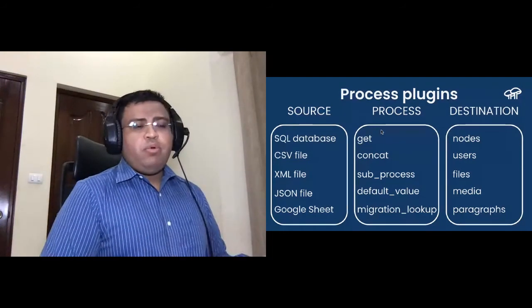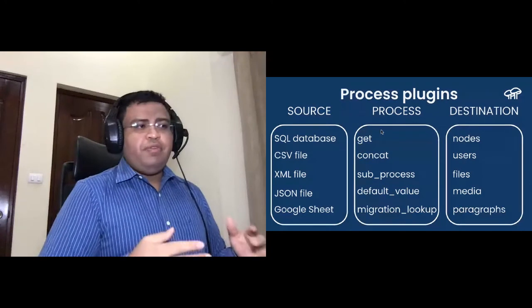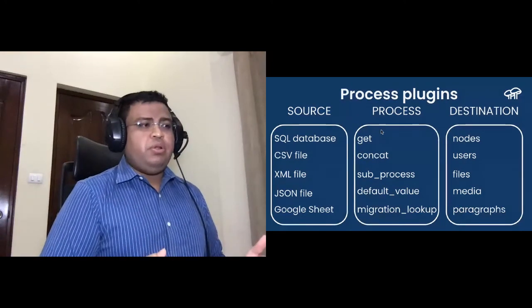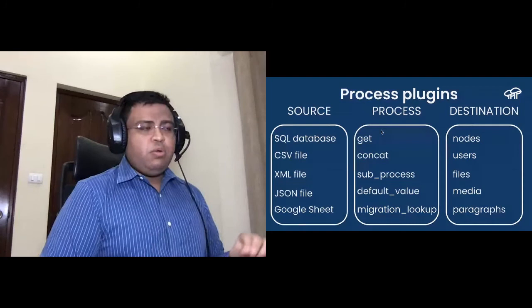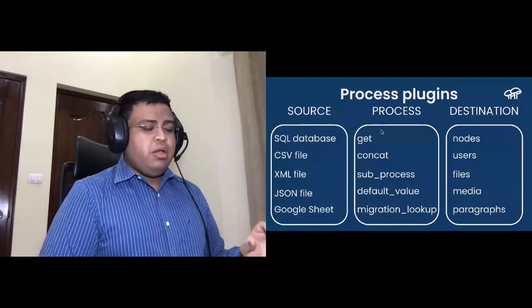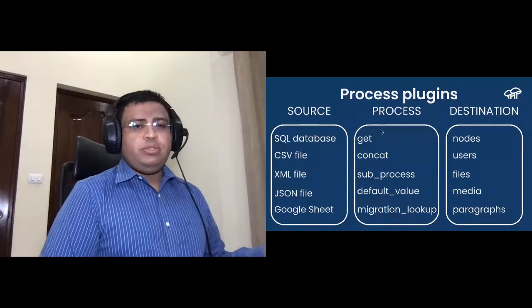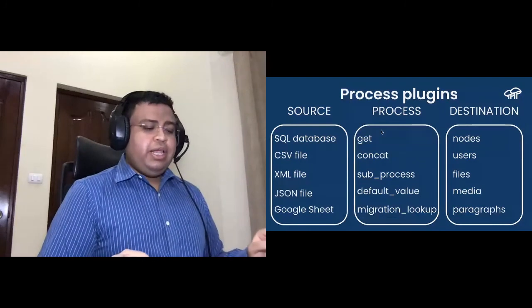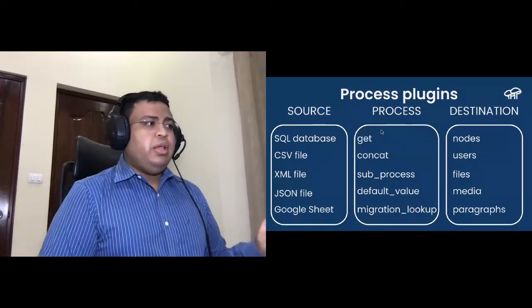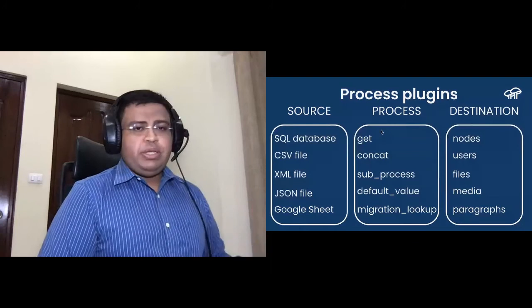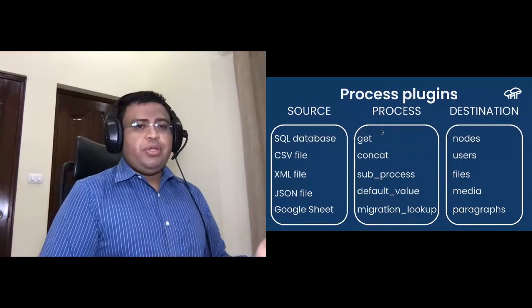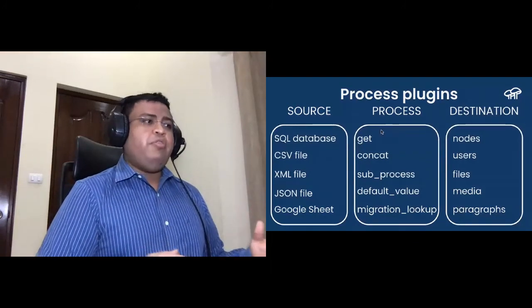In between, I am going to use 1, 2, 5, as many process plugins as I need. One thing to note and clarify is that when I say a migration can only have one source and one destination, that is like, for example, if you want to migrate the article content type or the basic page content type. But in your migration project, you're actually going to have a lot of migrations.